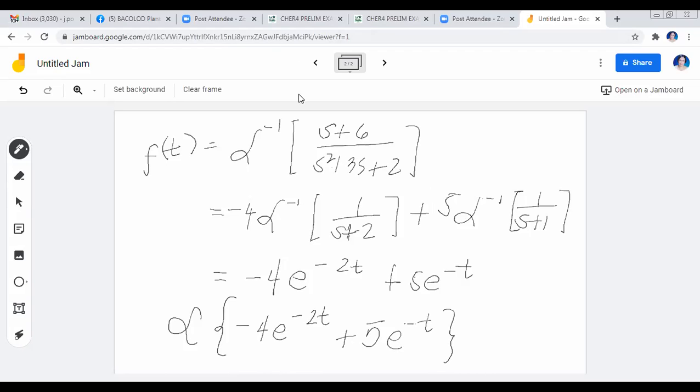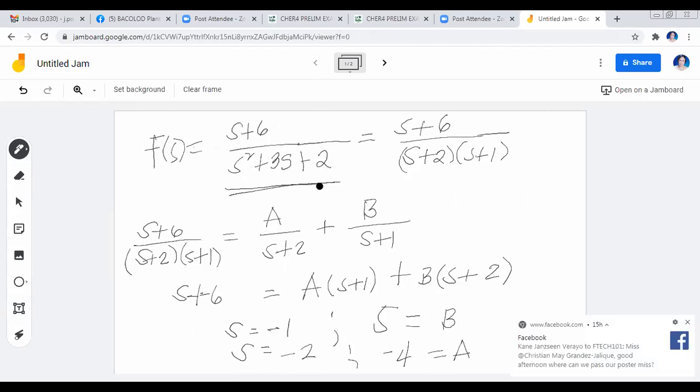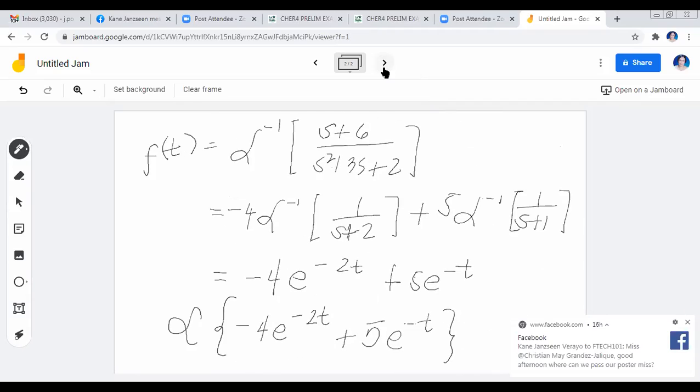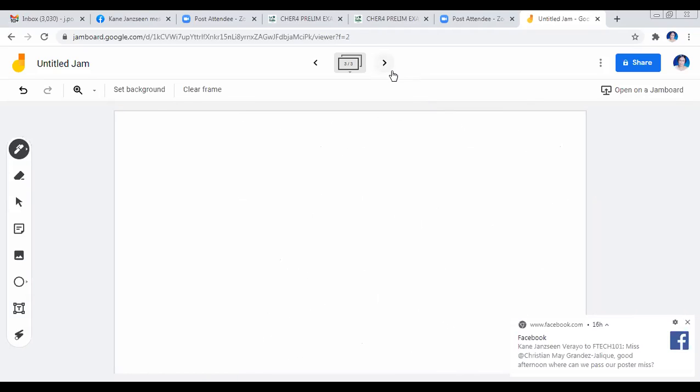But the thing is, what you did was use the method of partial fraction because your denominator is factorable. Even if it's not factorable, you can still use the method of partial fraction. Another thing that you can do here is you can also use completing the square. So what you're going to do is this. It's s squared plus 3s plus 2. I will illustrate another method.